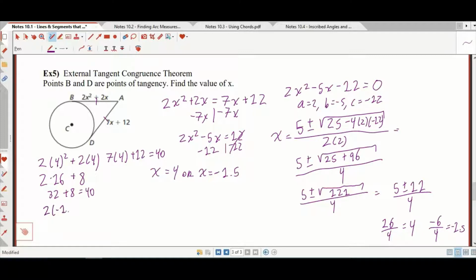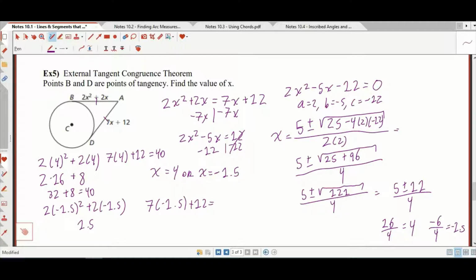2 times negative 1.5 squared plus 2 times negative 1.5. So 2 times negative 1.5, we're going to square that, times 2 is 4.5 plus 2 times negative 1.5. I get 1.5. So maybe that length is 1.5. Is that true for this over here? Is 7 times negative 1.5 plus 12 also equal to 1.5? 7 times 1.5, make it a negative, is negative 10.5, add 12.